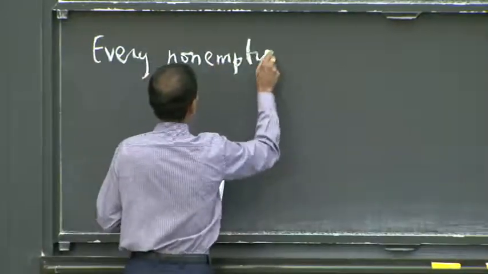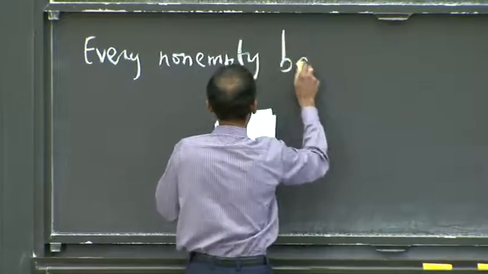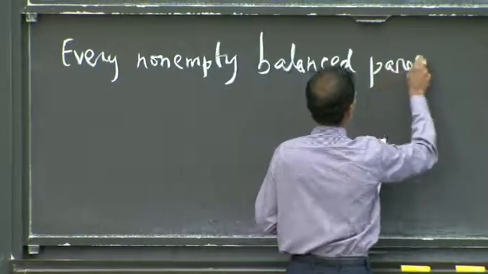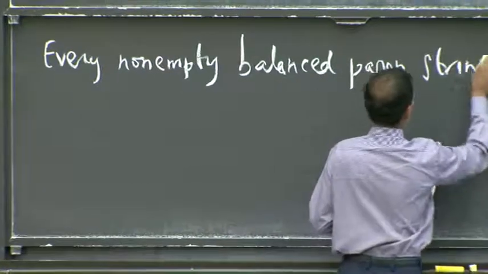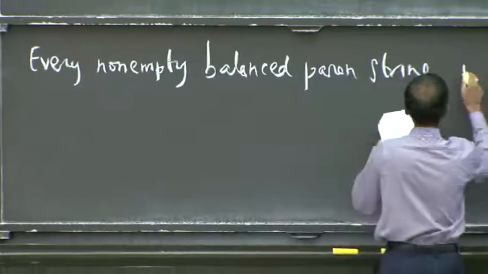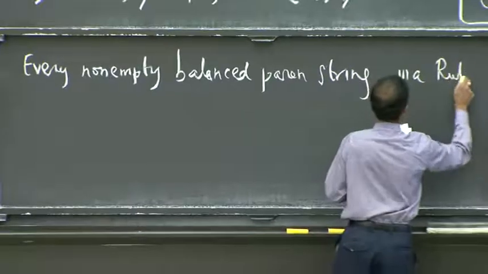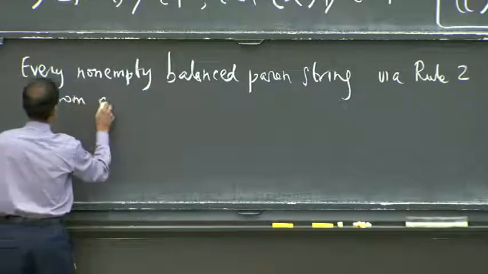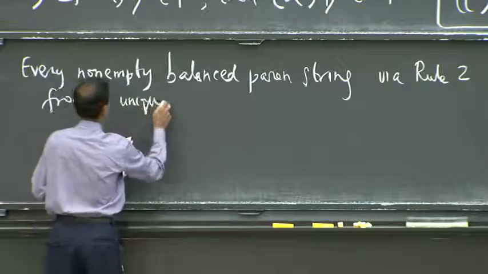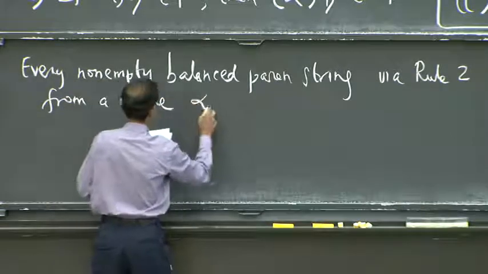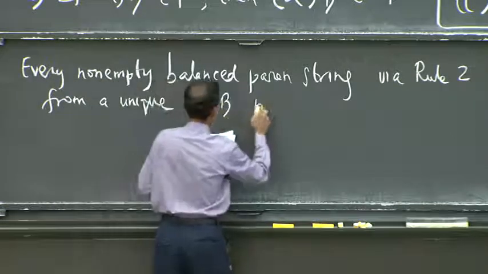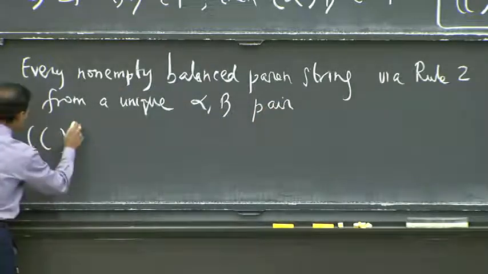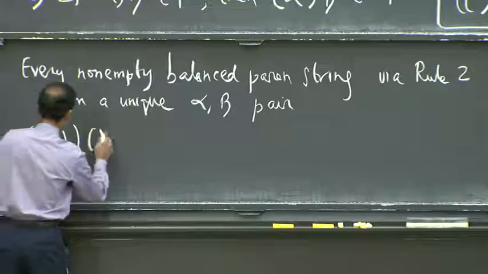And so the nice thing about this definition is that you can get every non-empty balanced paren string via rule 2 from a unique alpha beta pair. So as an example, suppose you want to generate the string that looks like this.